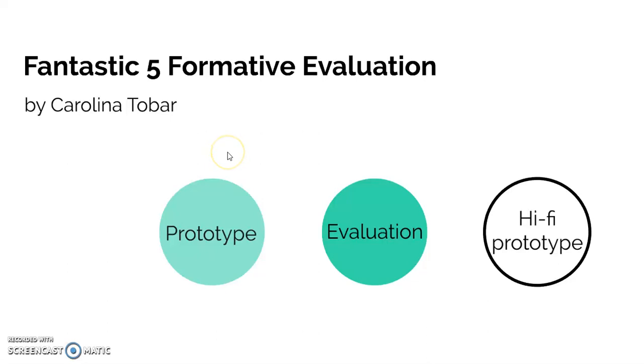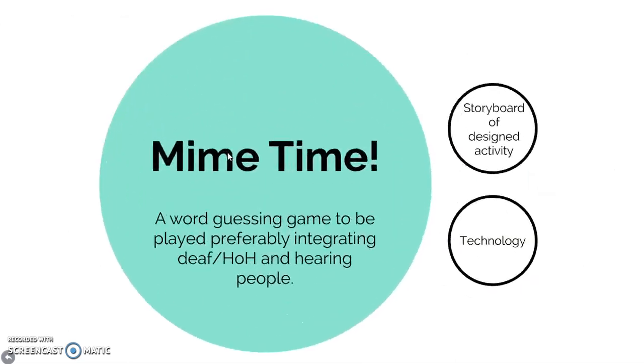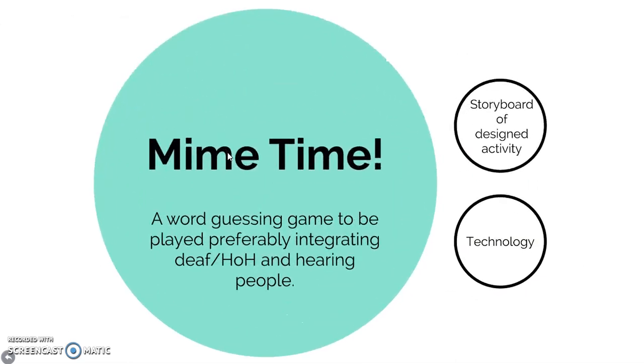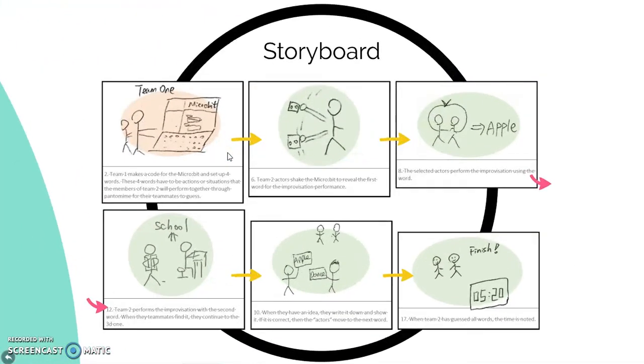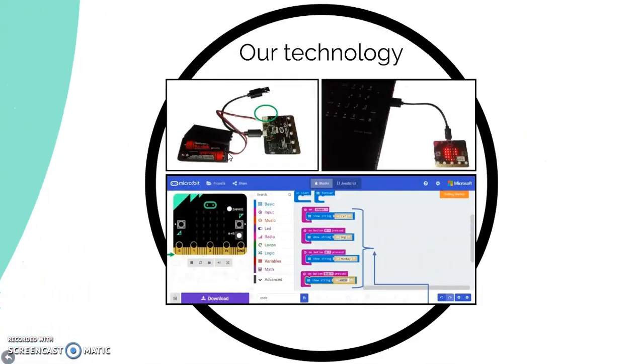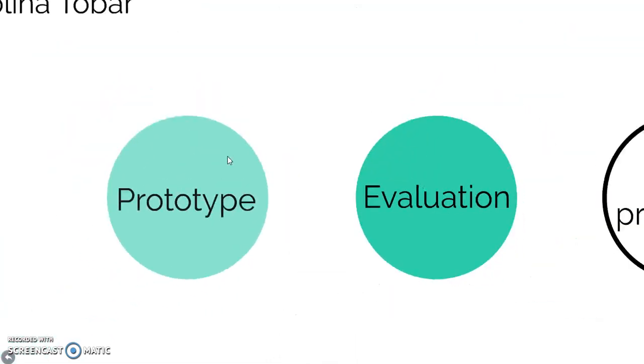Hi everyone, this is my reflection on Fantastic 5 formative evaluation. The result of our prototyping process was a descriptive storyboard and a micro:bit interface to play a word-guessing game, which we call Mind Time, to be played preferably in groups that mix deaf, hard-of-hearing people and hearing people.